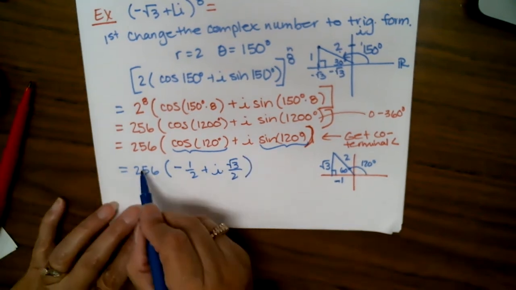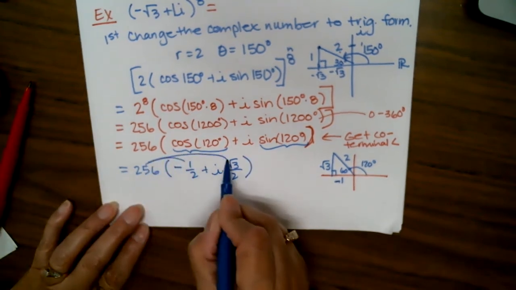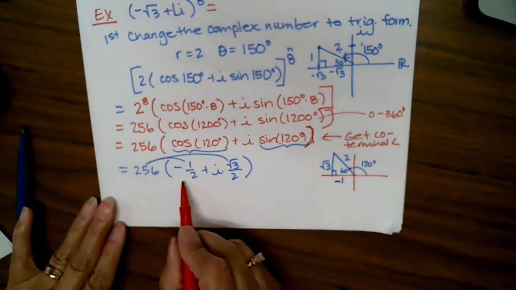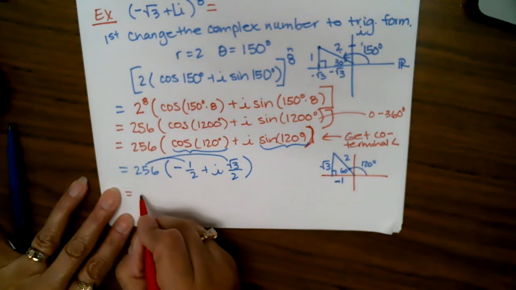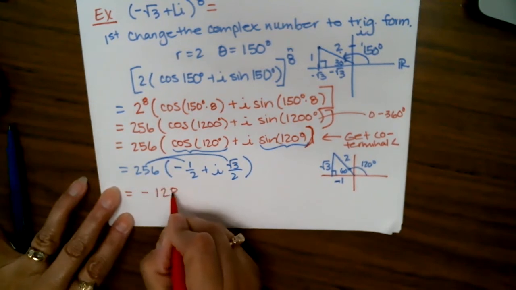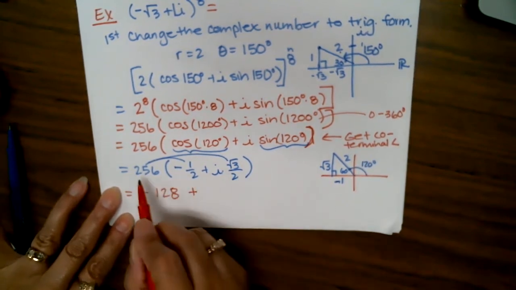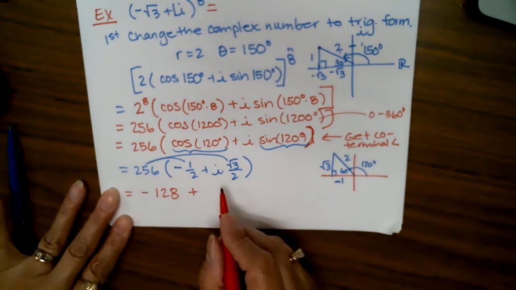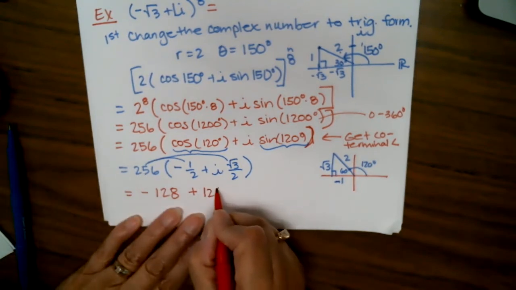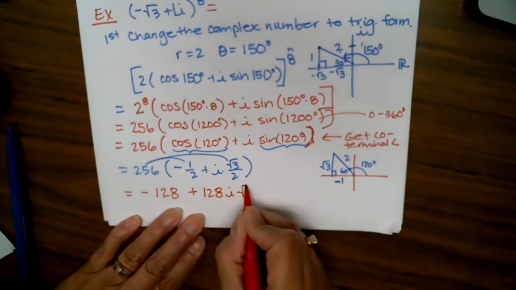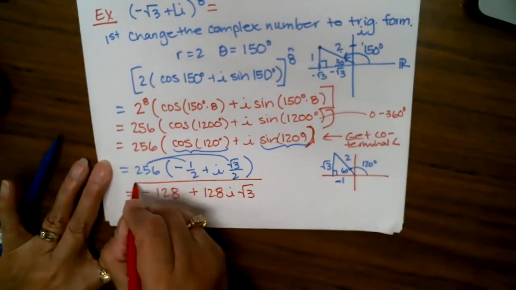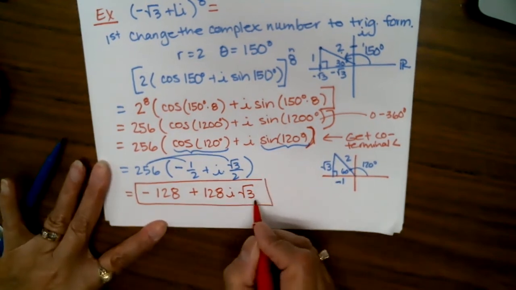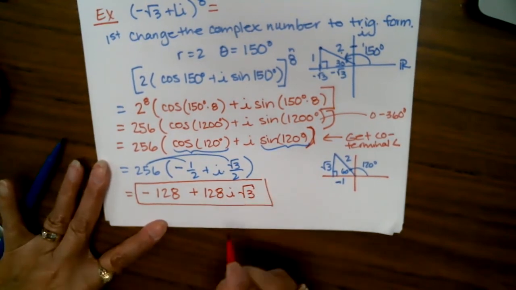So far, so good. Now we're going to distribute the 256 to both of those. Half of 256 is 128, so it's going to be negative 128, plus half of that again, 128 again, so 128 i square root of 3. Usually put the i there instead of at the end. It's not wrong if you put it at the end. We just want to make sure it's not under the radical.